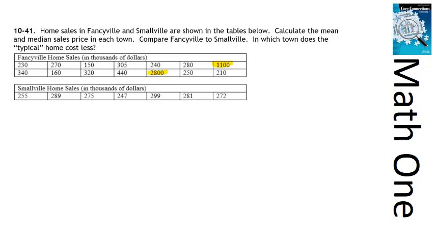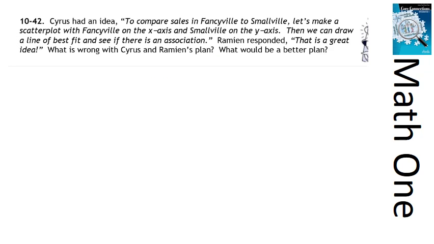So go ahead and pause the video and give yourself some time to write your response to 41. This question is interesting to me because I noticed some of us were doing this on Thursday when we were plotting some of our golf data. It says Cyrus has the idea to compare sales in Fancyville to Smallville. Let's make a scatter plot with Fancyville on the x-axis and Smallville on the y-axis. Then we can draw a line of best fit and see if there's an association.